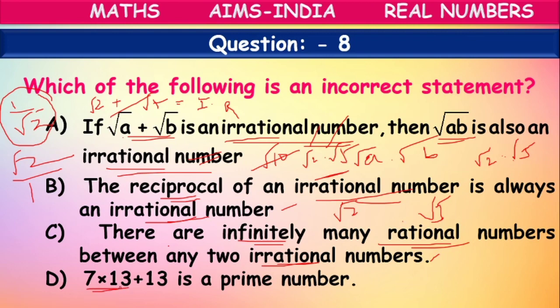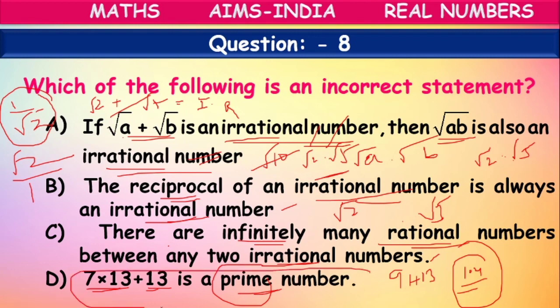Next, 7 into 13 plus 13 is a prime number. 7 into 13, how much? 91 plus 13. So what will we get? 104. 104 is not a prime number, but they gave that it is a prime number. This is the incorrect statement. So A, B, C are correct statements, so they are not the answers. D is the incorrect statement. So the correct option is D, children.